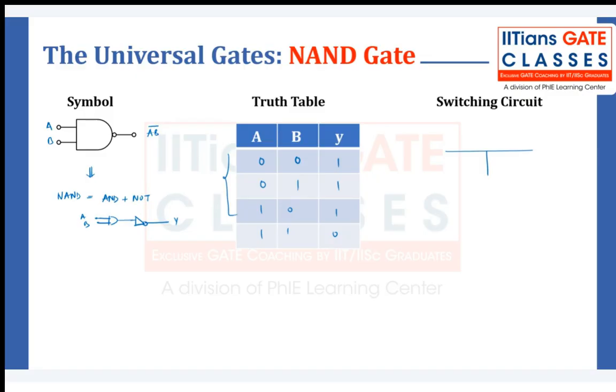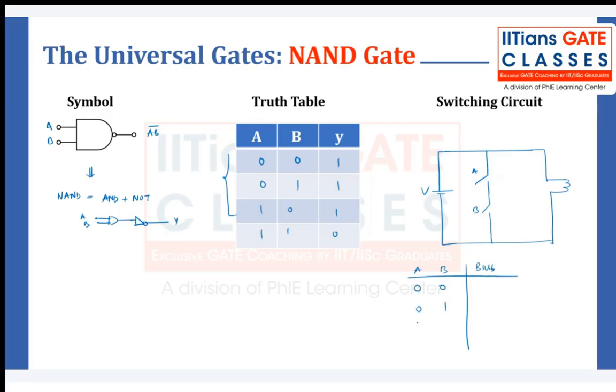How can we draw the switching circuit? I can have the switches like this. And then I can connect the bulb. Okay, I'll ask some random one and then you can fill it later. 0 0, 0 1, 1 0, 1 1. Can you tell me, for 0 and 1, will the bulb be on or will the bulb be off? Analyze the circuit and then tell.